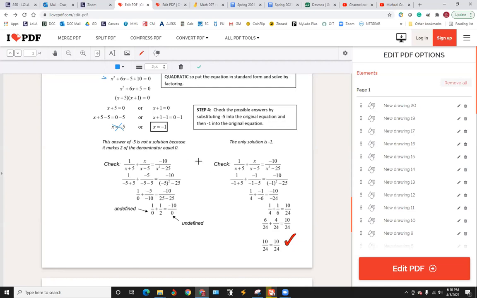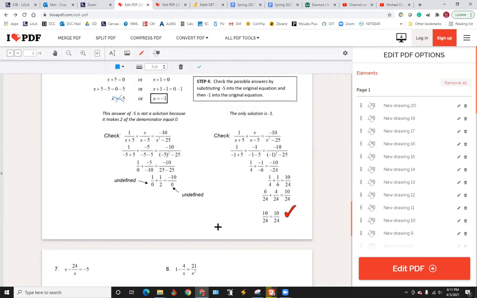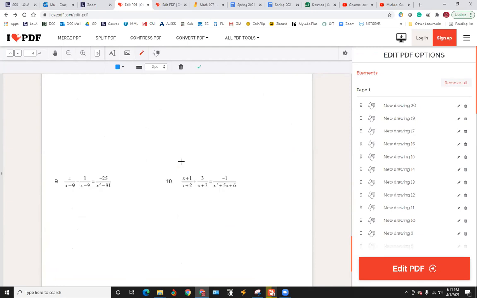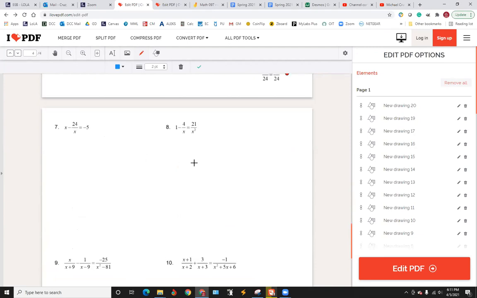But if you put in negative 1, well, you got 1/4, you got 1/6, and then 1/4, and you got to get your LCD, but it comes out right to 10/24. So let's see if we can finish these.